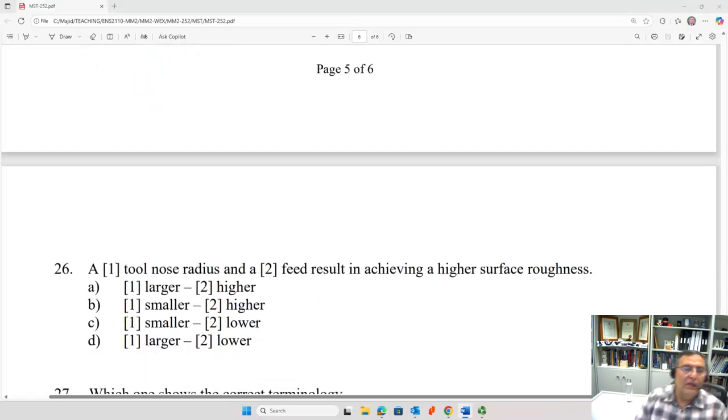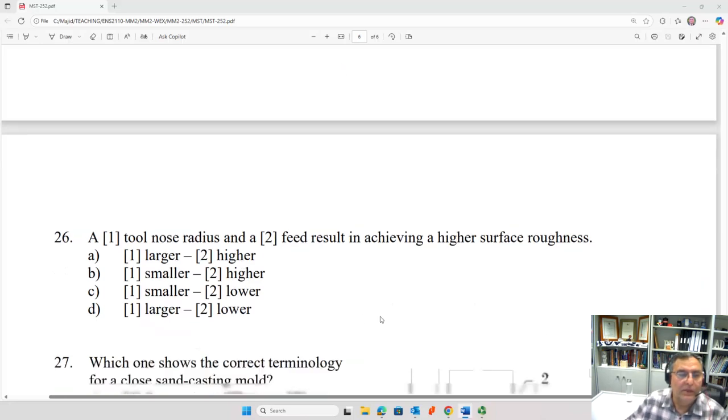Question 26. A something is sitting for 1 tool nose radius, and something else sitting in the place of 2 feed result in achieving a higher surface roughness. What combination of the words given makes this a complete sentence? Well, on the basis of teaching materials and also experiments we performed in the lab, we know that a smaller tool nose radius and a higher feed result in a higher roughness. So we will go for B. B is the best choice.